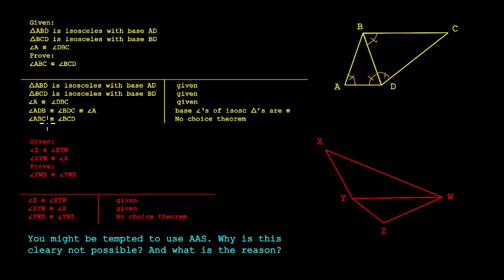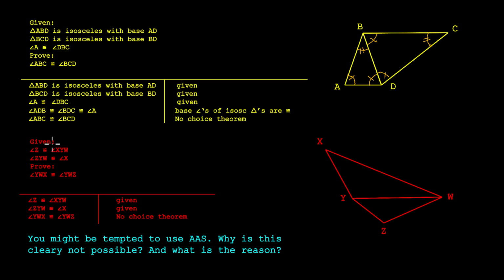From there, angle ABC is congruent to angle BCD, no choice theorem. If the sum of the measures of these two angles is equal to the sum of the measures of these two angles, then the measure of this angle must be equal to the measure of that angle. And that is our proof here. One thing to note for later when we get to this green note, note that triangle ABD is in no way congruent to triangle BCD.